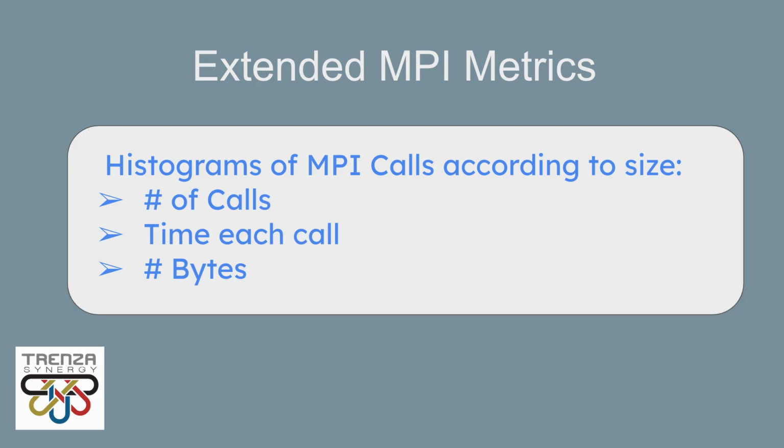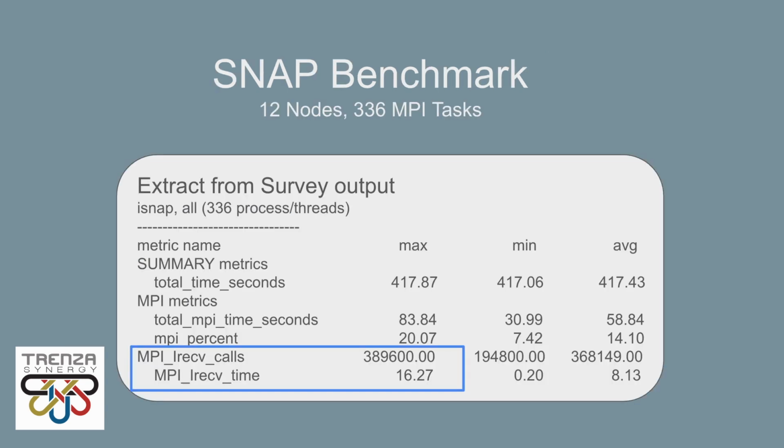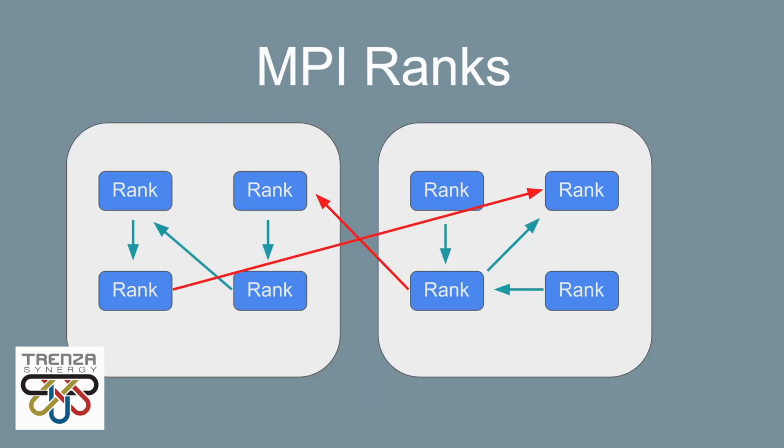In this next example, we will use the Survey extended MPI measurements to profile the application and identify potential performance improvements. Here are the results of the SNAP benchmark run on 12 nodes with 336 MPI tasks. As you can see, this benchmark has a large amount of communication between its nodes. Applications like this can benefit from reordering the MPI ranks in order to maximize the efficiency of the message passing so that a large volume of messages are passed within nodes rather than between different nodes.